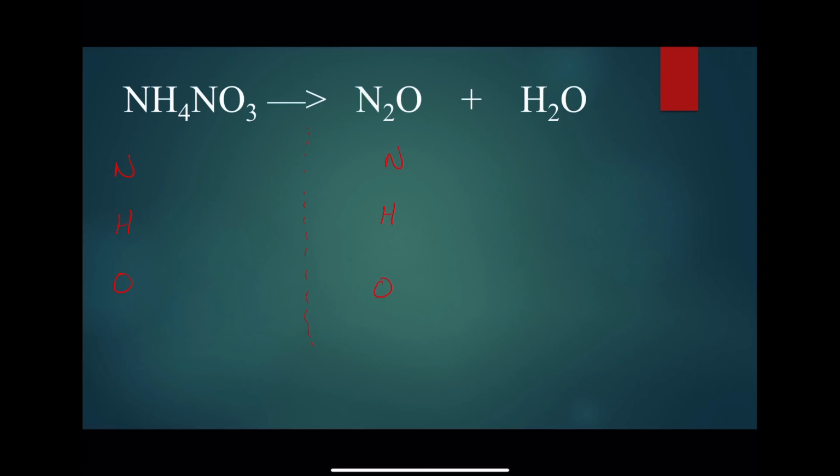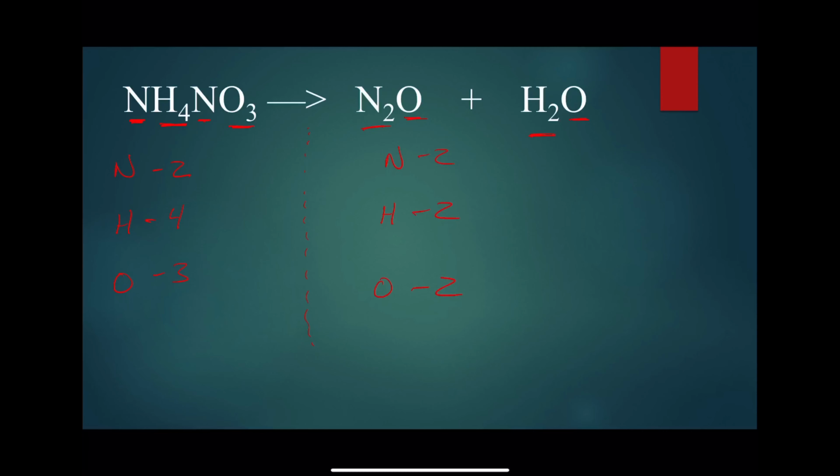Now when I go to the left to count the nitrogens, I have a nitrogen here and a nitrogen here, so I have 2 nitrogens, 4 hydrogens, 3 oxygens. Go to the other side, the right side. I have 2 nitrogens, 2 hydrogens, and 2 oxygens.